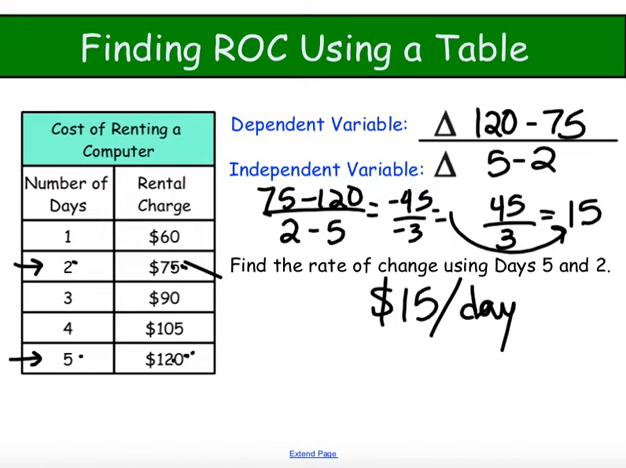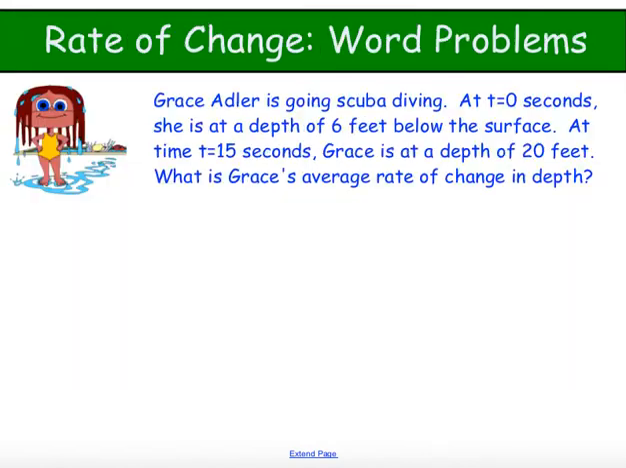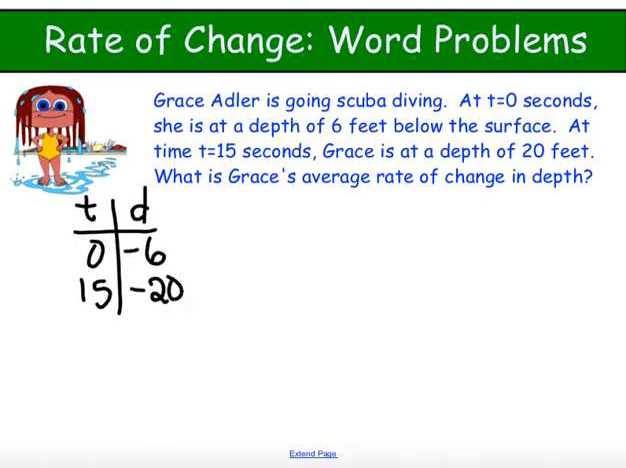Okay, let's try just a couple more examples. So Grace Adler is going scuba diving at t equals 0 seconds. She's at a depth of 6 feet. Okay, so I'm going to make a little table. So our time and our depth. So at 0 seconds, she is at a depth of 6 feet. So a depth underneath the water, so that's a negative 6. And at time 15, she's at a depth of 20 feet below the surface.